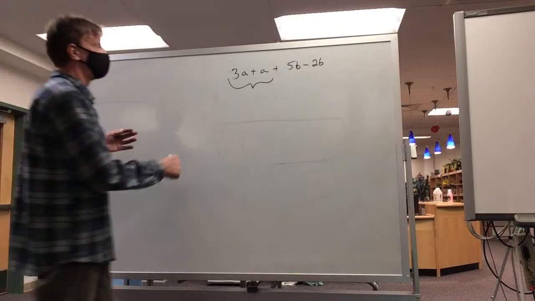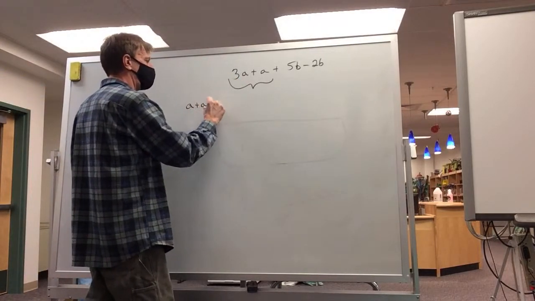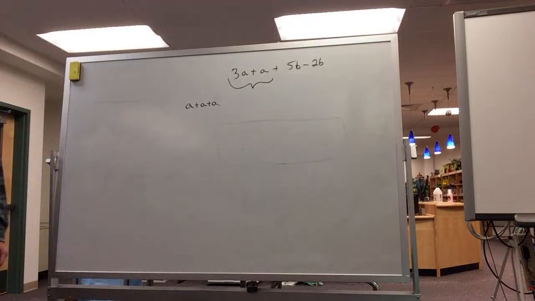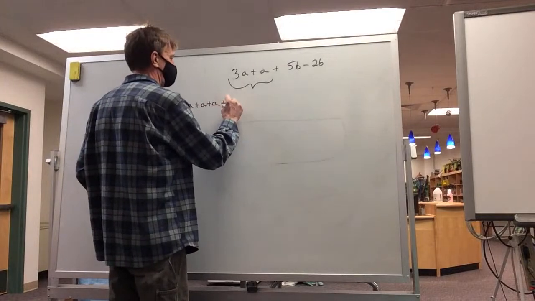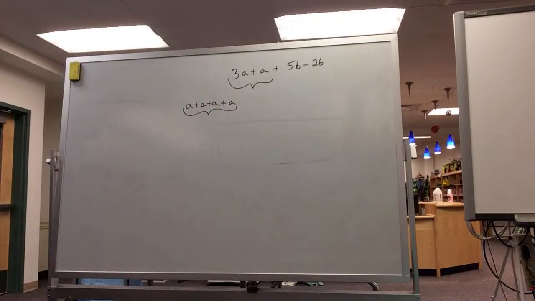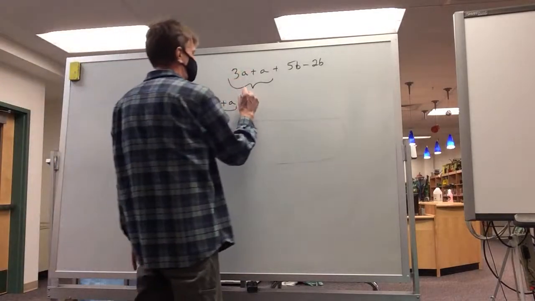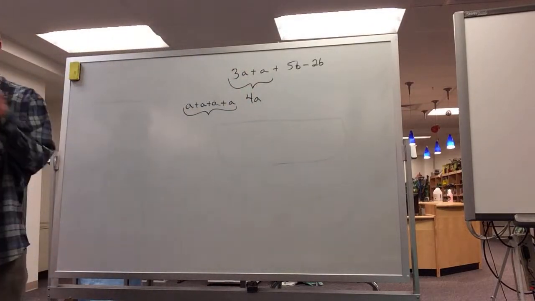So if I have 3 times a, that's like a plus a plus a. Is that right? So now if I add another a, this right here is the same as 4 times a. So this becomes 4 times a. That's one way to look at it.